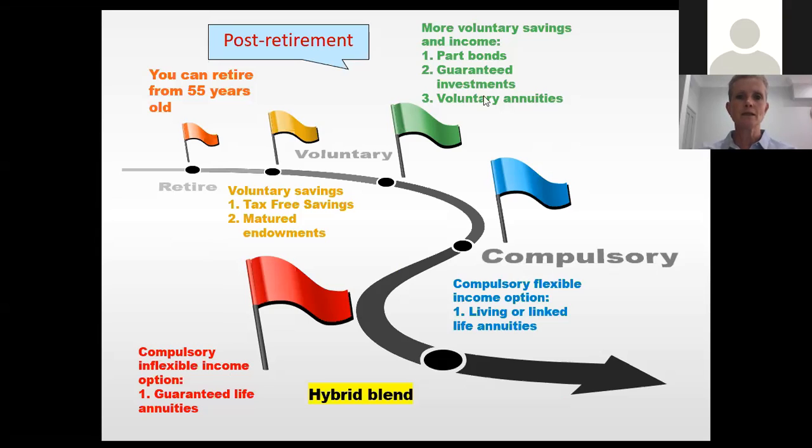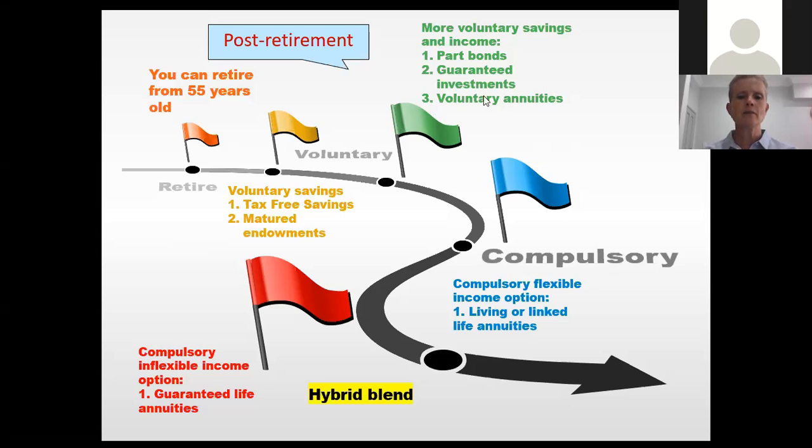They didn't put at least a part of it into a voluntary annuity to give them that certainty because of the guarantees. Then you can move into the compulsory space. So when you retire off those retirement products that I've mentioned, which is the RA, the preservers, and the pension or the provident fund from your employer, you basically have 2 options. One, you can go into what's either called a living or a linked life annuity. It just depends on the service provider that you're using.